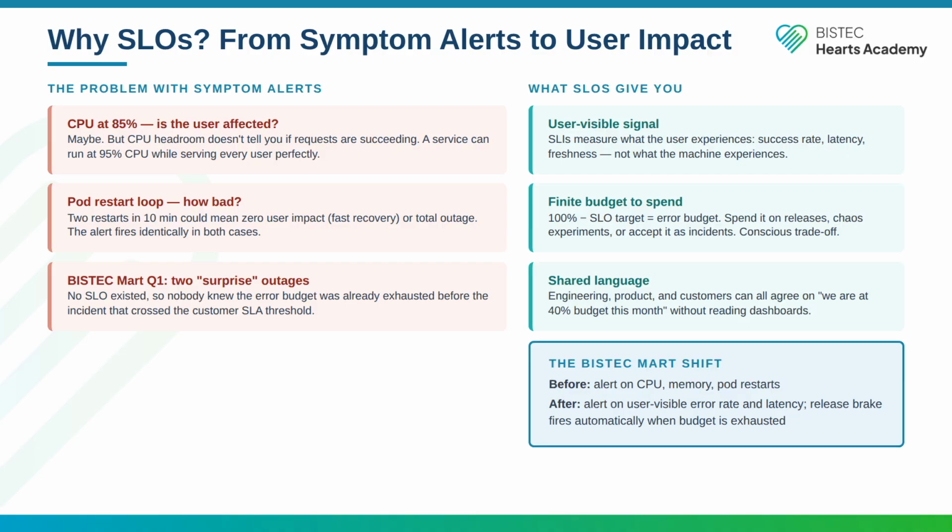BISTEC Mart had 2 surprise outages in Q1. They weren't actually surprises. The error budget was being burned throughout the quarter. But nobody knew, because there was no SLO. When the next incident pushed the error rate over a threshold the customer cared about, it became an outage. An SLO wouldn't have prevented the incident. It would have given the team a chance to slow down, reduce blast radius, and catch it before it crossed the customer threshold. That's the fundamental insight. An SLO doesn't eliminate failure. It makes failure legible.